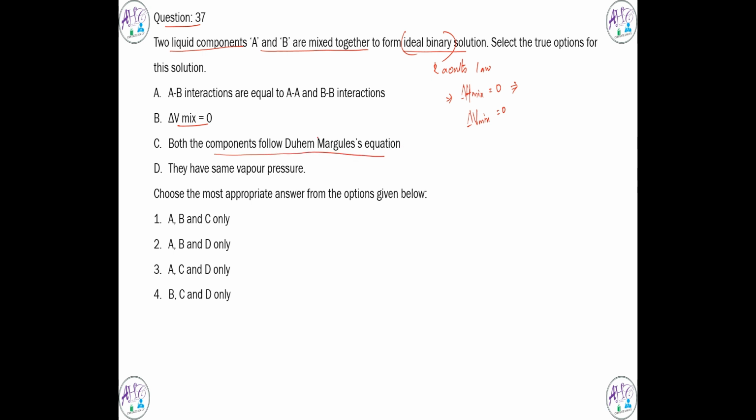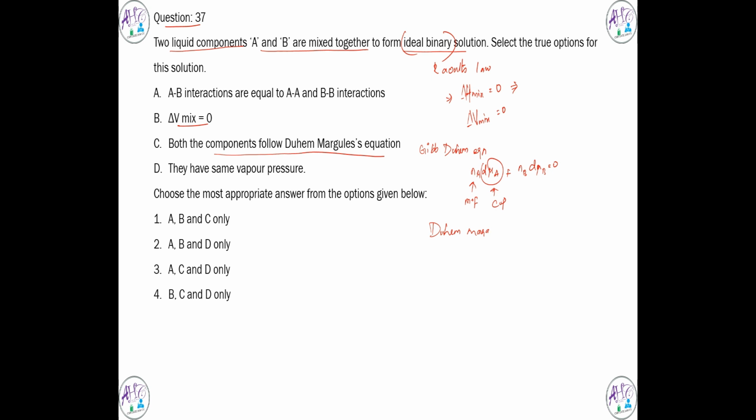So the Duhem-Margules equation is nothing but a modification of the Gibbs-Duhem equation. We know that the Gibbs-Duhem equation is Na d mu a plus Nb d mu b equals 0, where mu is your chemical potential and N is your mole fraction. This is your Gibbs-Duhem equation. The modification of the Gibbs-Duhem equation is the Duhem-Margules equation.